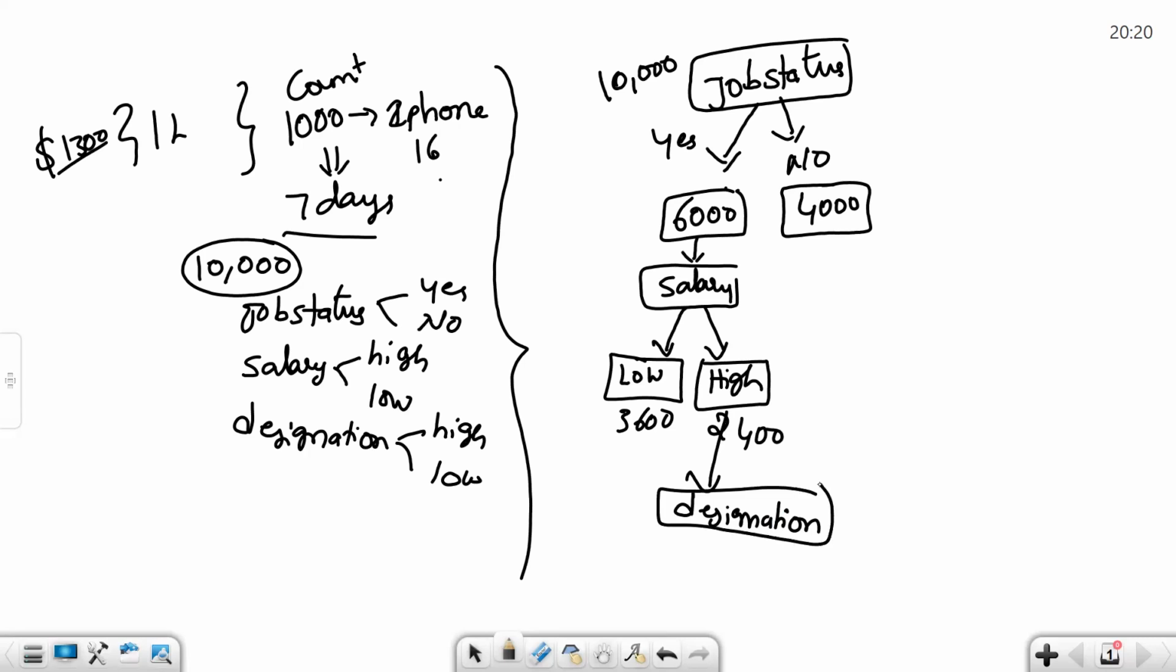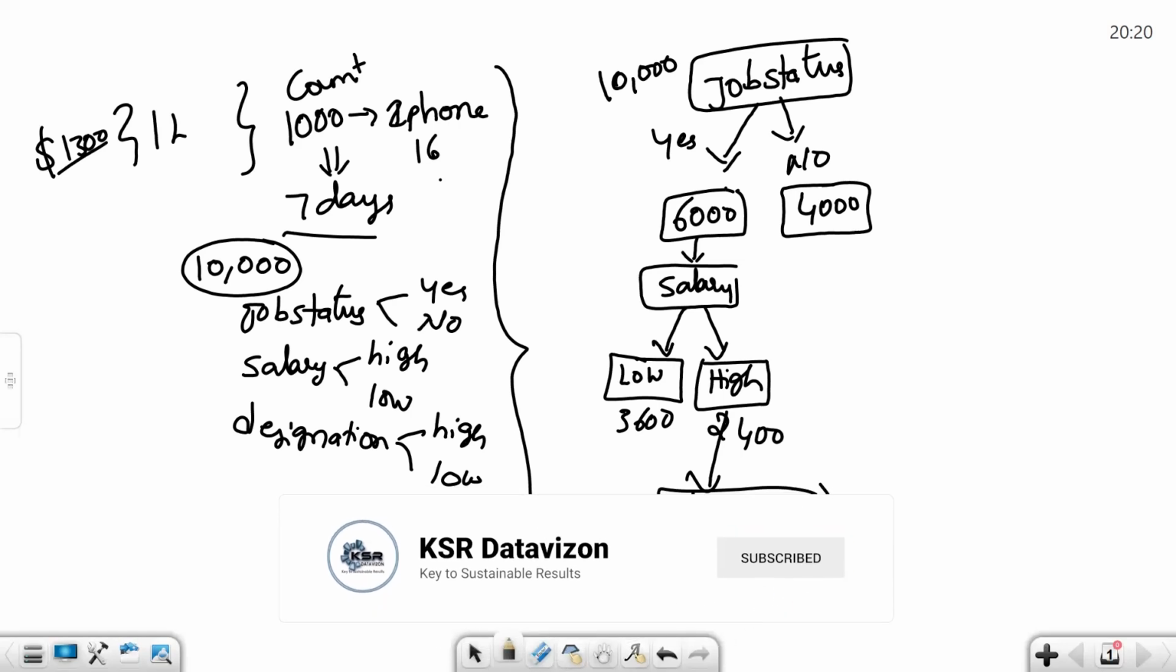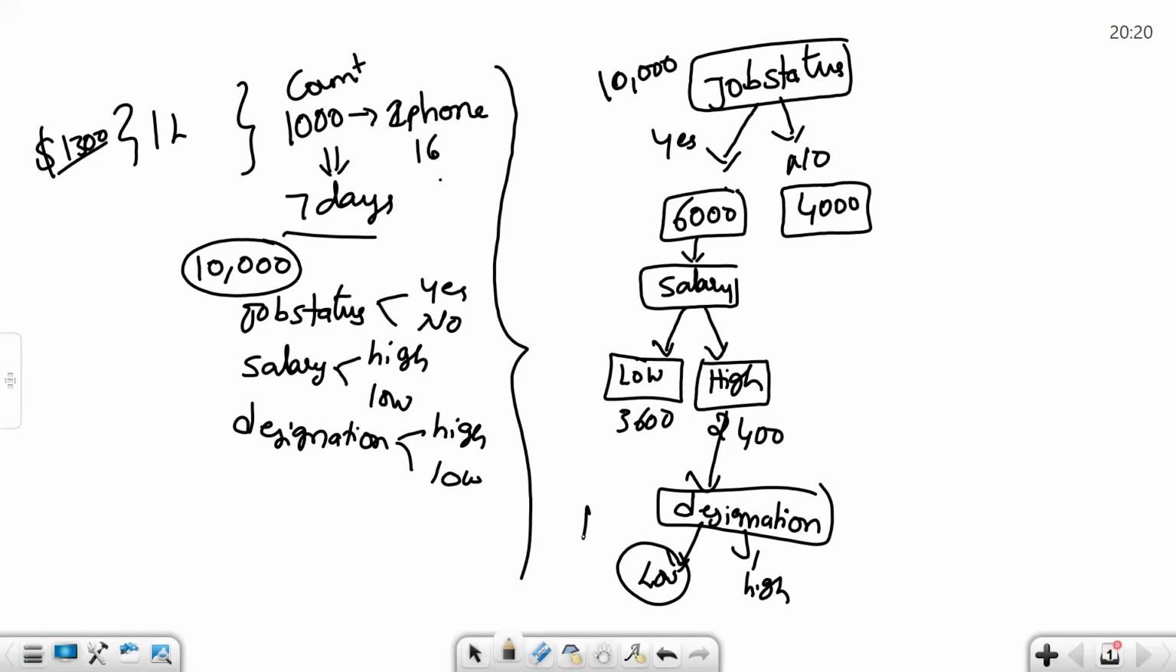Out of 2,400, let's say I want designation: higher designation or lower designation. Generally, of the 2,400, the majority have a low designation. Let's say 60% is the low designation, so 1,400 low and 1,000 high.